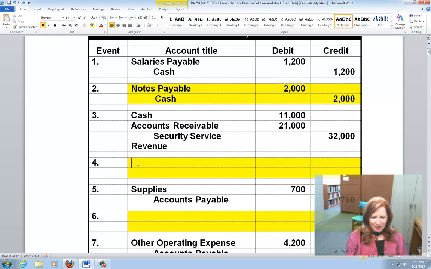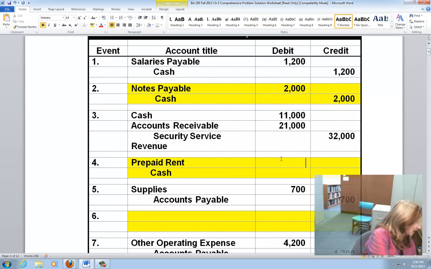Excuse me. So I'm going to debit prepaid rent because I bought this rent in number 4 in advance, and I'm going to go 8 spaces in, and credit cash to make my cash go down by the amount of money that I gave them. And it's going to be for $3,000.